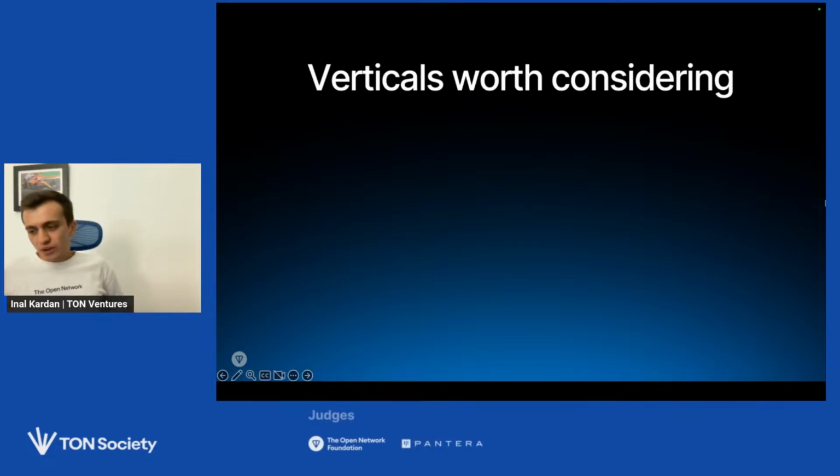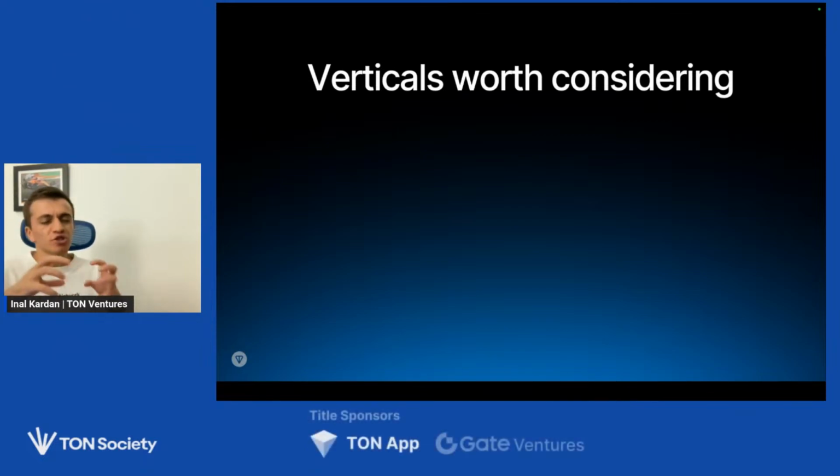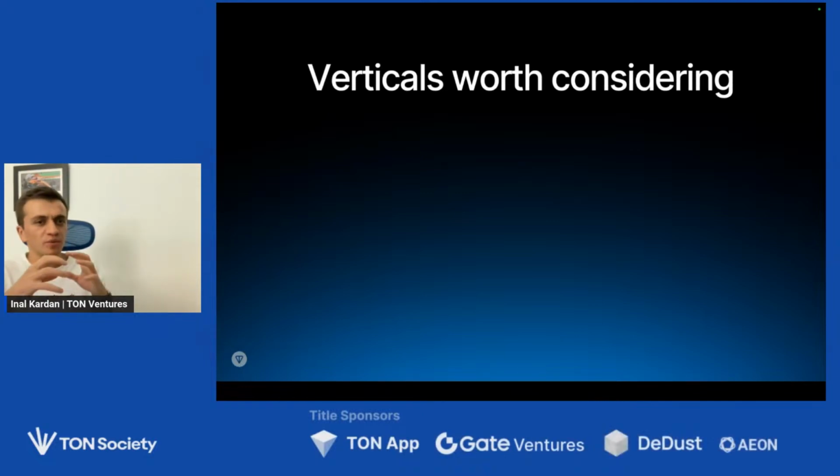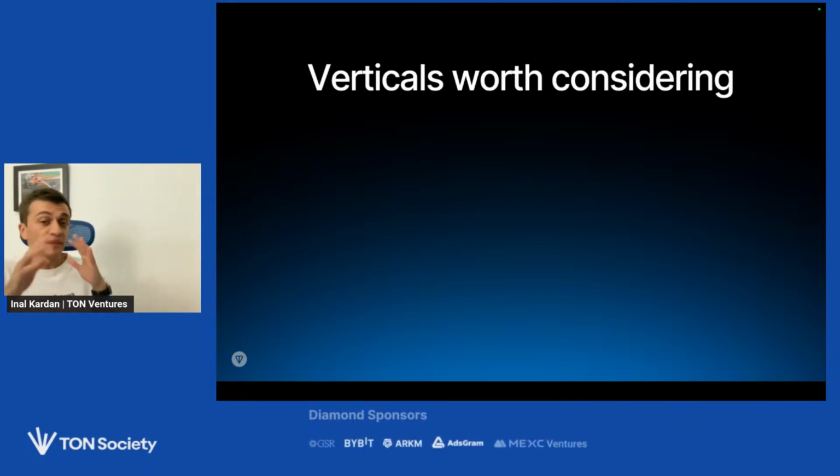Now let's talk about verticals worth considering. This is related to what we have as tracks on the hackathon page, and I'll talk a bit deeper about every vertical and our vision at TON Ventures. Again, we believe that in these verticals we can see unicorns, meaning companies with a valuation of more than $1 billion in the next 5 years. And we actually think that building products in these verticals is a good idea.